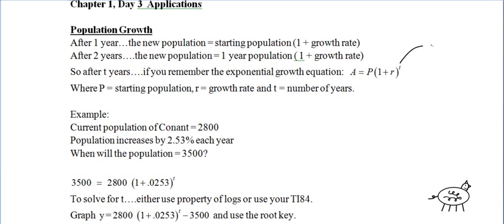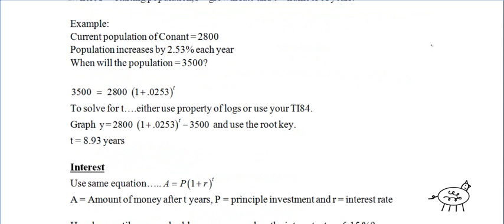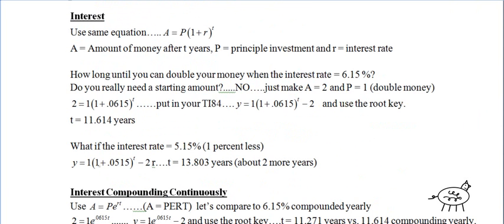Here, an example is the current population of Conant, 2,800. Population increases by 2.53% each year. When will the population be 3,500? So here it is. Set it up nicely: 3,500 equals that. I even said use either properties of logs or your TI-84. If I use my TI-84, I graphed and used the root key or the 0 key. I got 8.93 years. All right. Interest is the same formula.